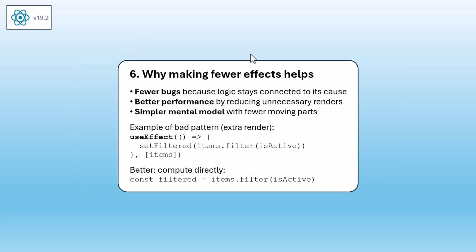6. Why making fewer effects helps. Why go through this effort? Because reducing unnecessary effects leads to real benefits. Fewer render cycles. If you avoid setting state just to trigger another render, you reduce wasted work. Simpler control flow. When logic lives where you trigger it, in the render or event handler, you can follow the flow easily. Effects often introduce indirection and can make bugs harder to trace. Less risk of inconsistencies. When you maintain derived state separately, you risk it getting out of sync. When you compute it on the fly or manage it in one place, you avoid this hazard. Overall, the code becomes more predictable, easier to maintain, and more efficient.